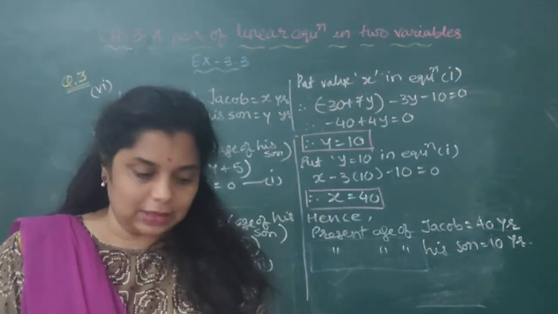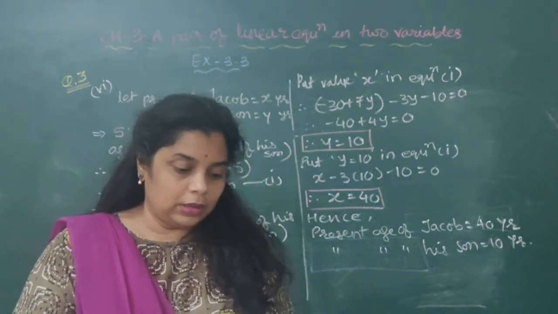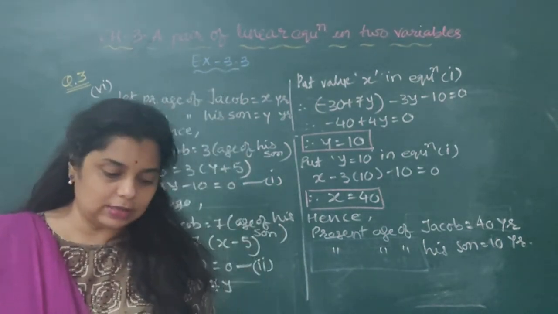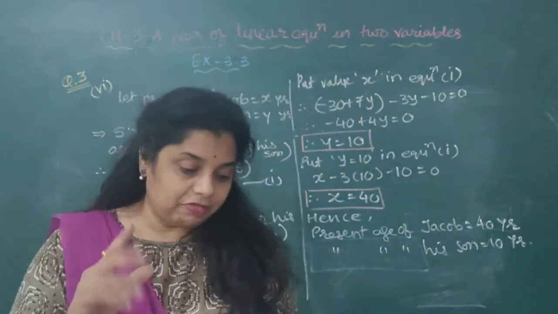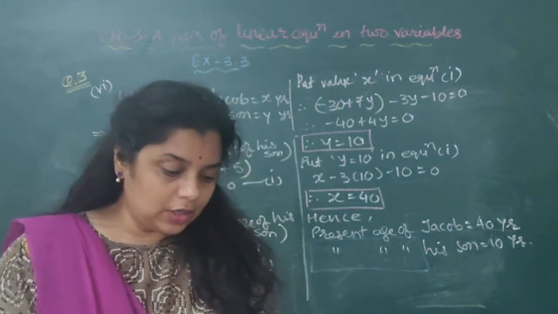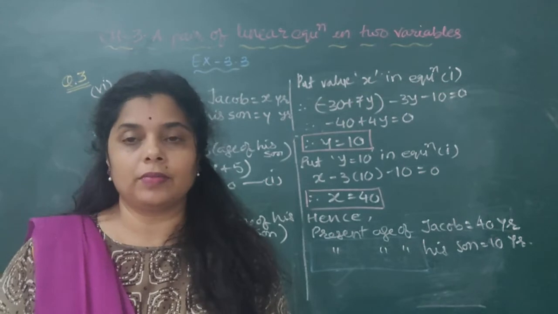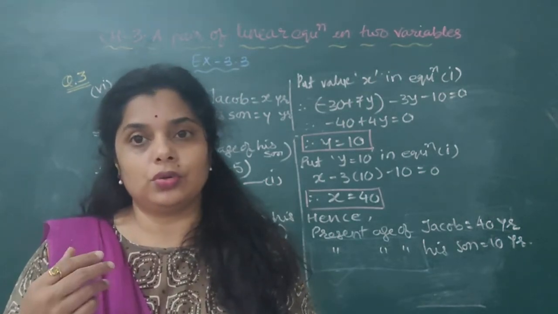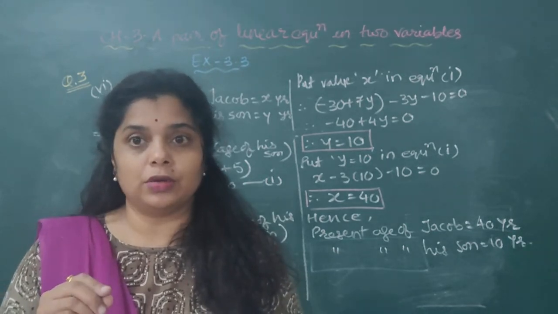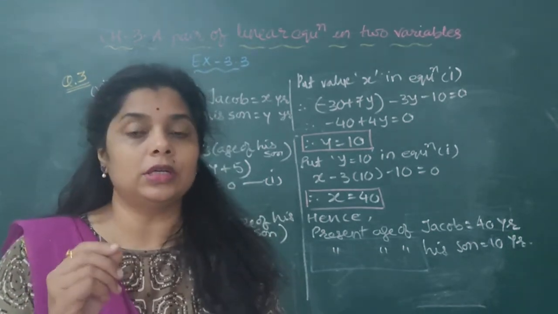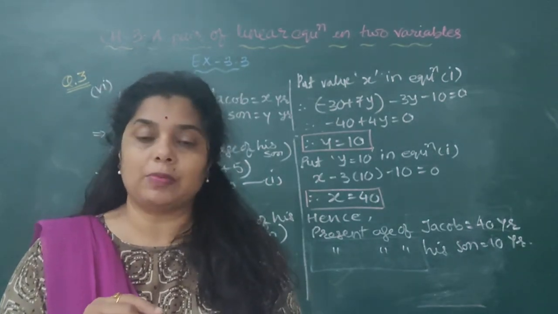Now let's solve the last problem, sum of question number 3. Here it is given that 5 years hence, it means 5 years ago. 5 years before, sorry. 5 years hence, the age of Jacob will be 3 times that of his son. So for Jacob's present age we have to suppose a variable, and along with it his son's present age. Okay, we have already done this type of example.